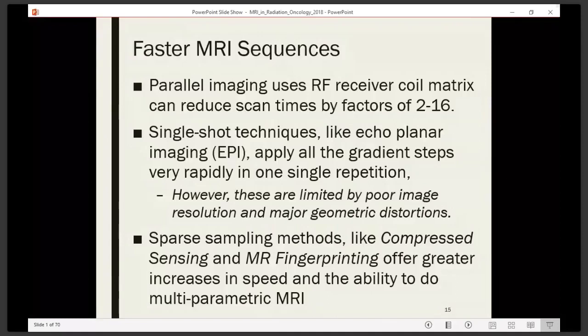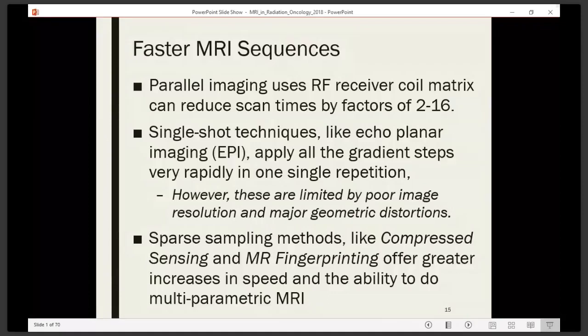With newer MRI technology employing what's called parallel imaging, you can replace some of the phase encoding steps using an array or matrix of multiple RF coils. And that, again, depending on how it's configured, can increase the scan speed from a factor of 2, which is quite common, up to a factor of 16, which you find on your most high-end 3 Tesla scanners.